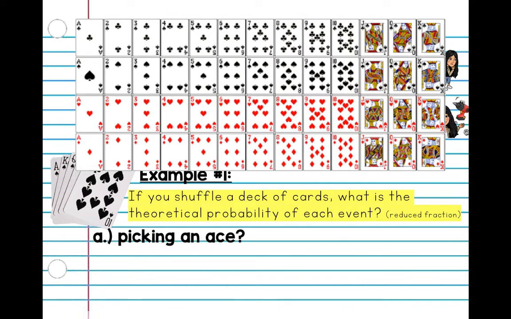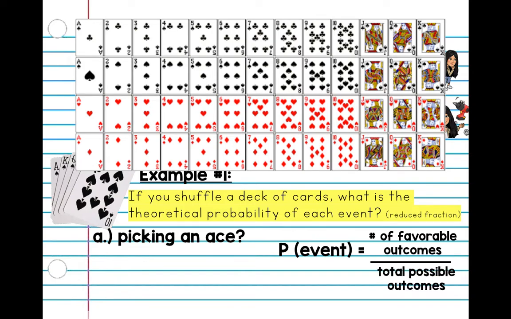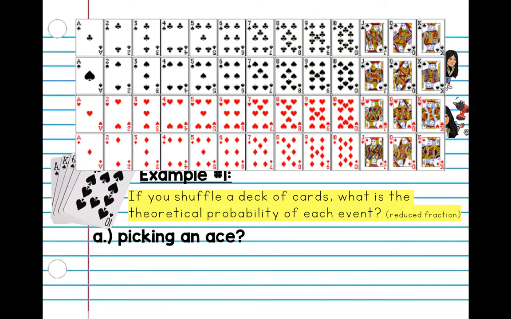The first question is picking an ace. Again, this is your formula: P of the event is favorable over total. Let's look at what we're asking. P of ace, and we're just going to count. 1, 2, 3, 4. 4 over 52.